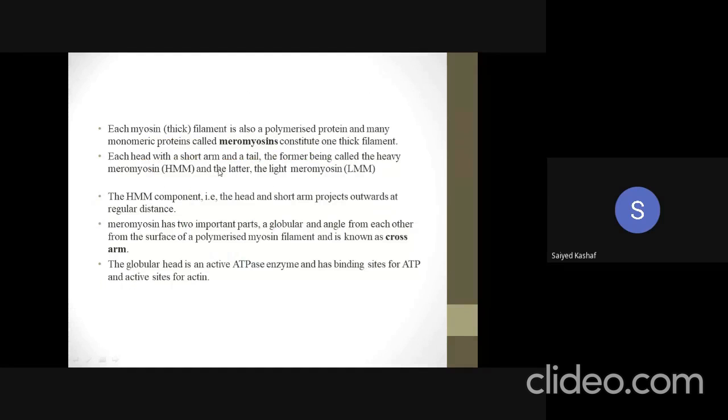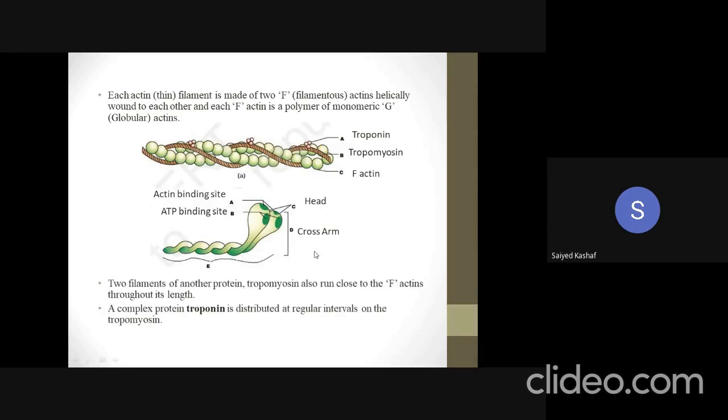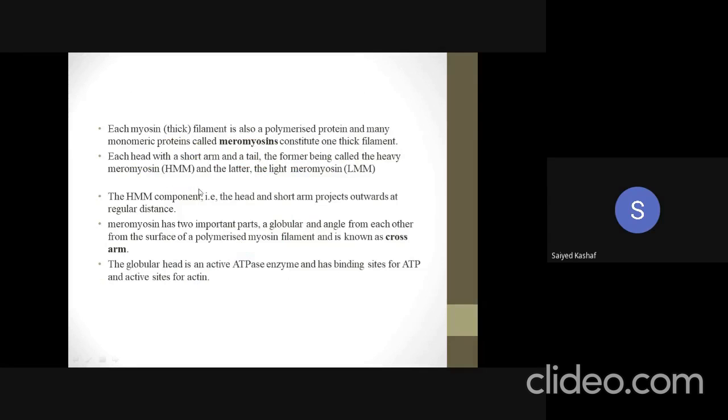Now this was all about the actin filament. Now we will discuss the myosin filament. So each myosin filament is also a polymerized protein, and many monomeric proteins called meromyosin constitute one thick filament. So we all know that this meromyosin polymerizes and forms myosin, and each head with a short arm and tail forms a heavy meromyosin. This region is known as heavy meromyosin, and the tail region is known as light meromyosin.